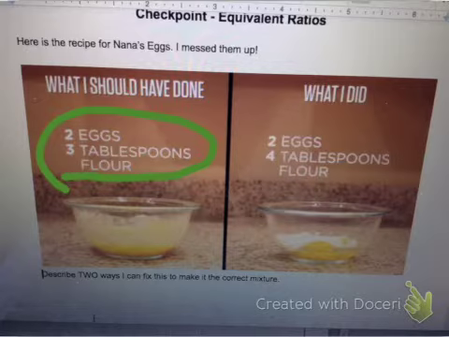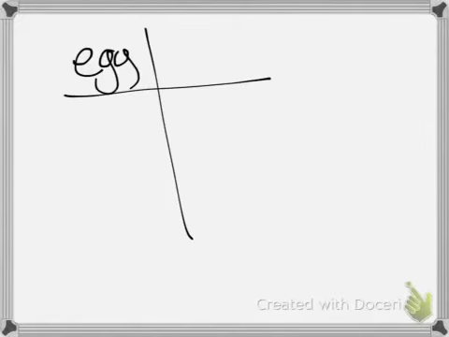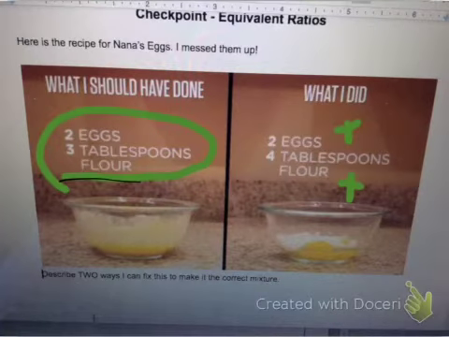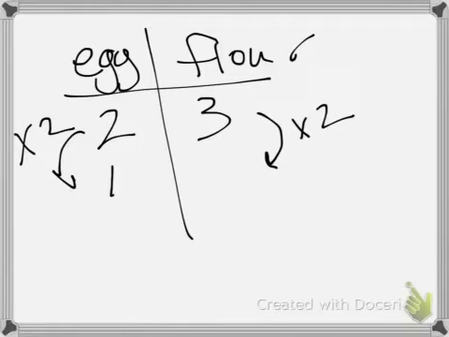So we need to tell him how many eggs and how many tablespoons of flour to add in order to make an equivalent ratio. So you can set up a table where you have your eggs and your flour. You know that the ratio that he wants is here on the left: 2 eggs and 3 tablespoons of flour. So we can skip count to make another equivalent ratio. If I multiply by 2 and I multiply by 2, I'll get 4 eggs and 6 tablespoons of flour. So this would be one possible mix that would give the same taste.